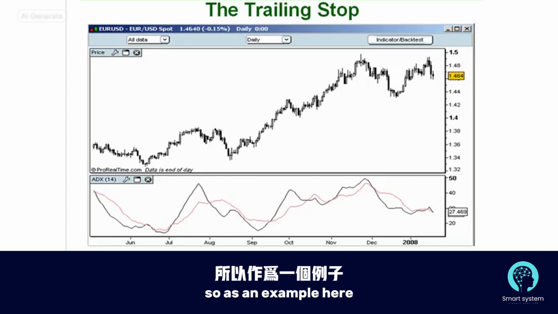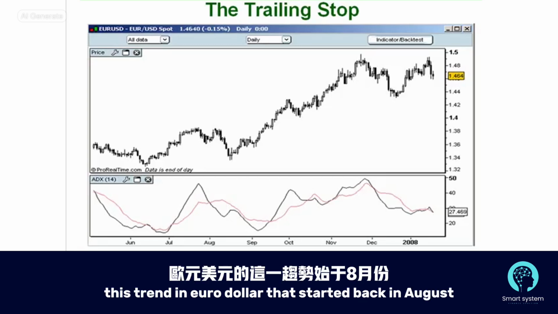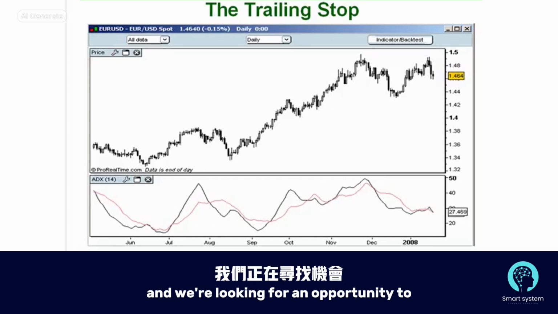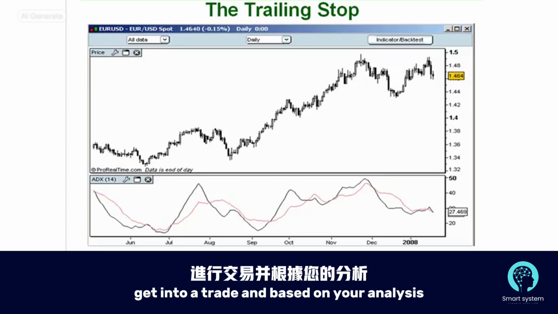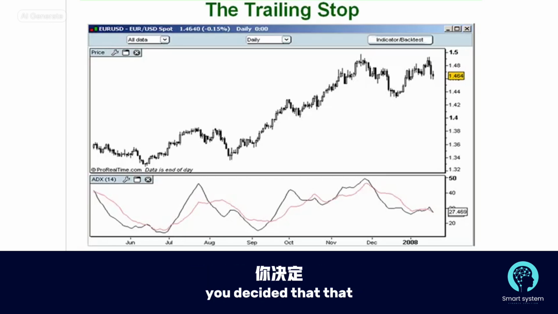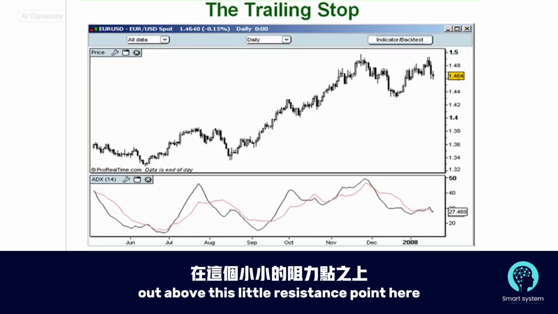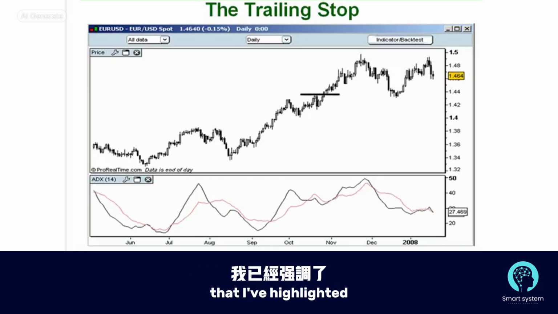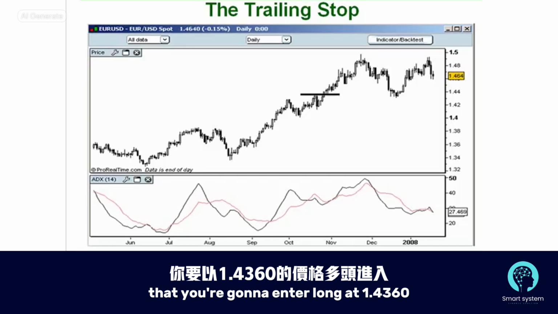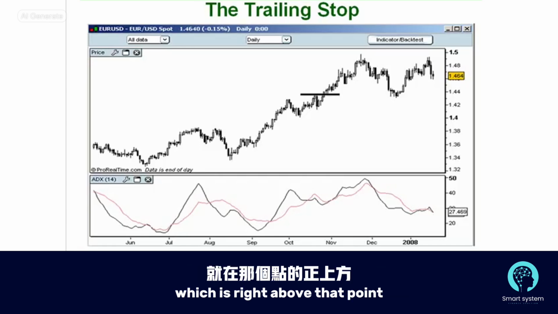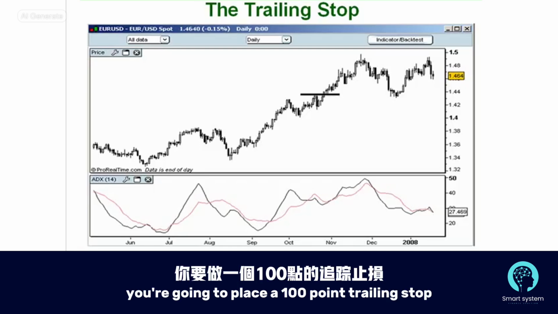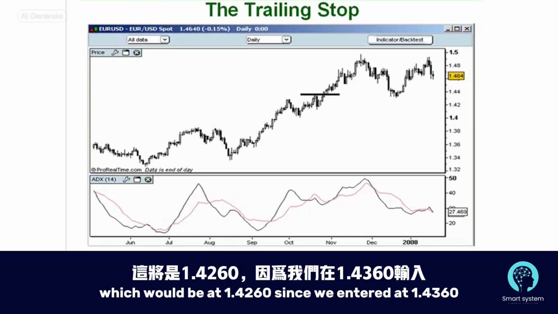So as an example, let's say you've been looking at the chart on the screen here, this trend in euro-dollar that started back in August, and we're looking for an opportunity to get into a trade. Based on your analysis, you decided that if the market broke out above this little resistance point that I've highlighted, you're going to enter long at 1.436, which is right above that point, and try and ride that trend. To manage the trade you're going to place a 100-point trailing stop on this position, which would be at 1.426 since we entered at 1.436.